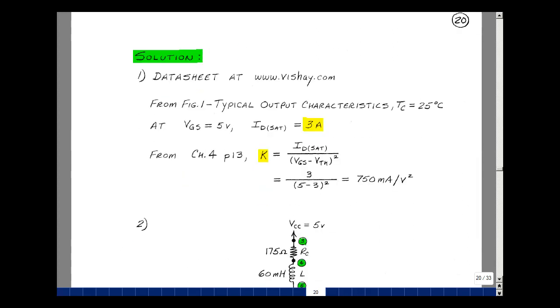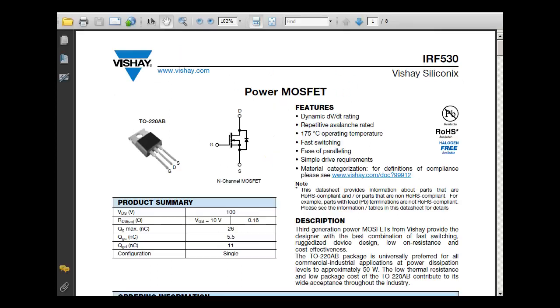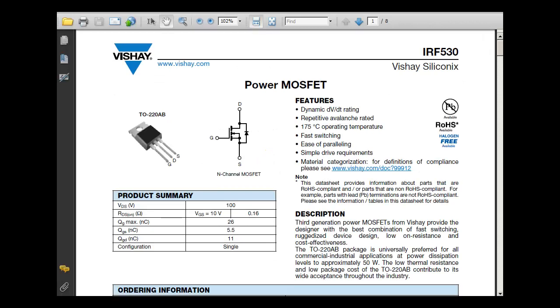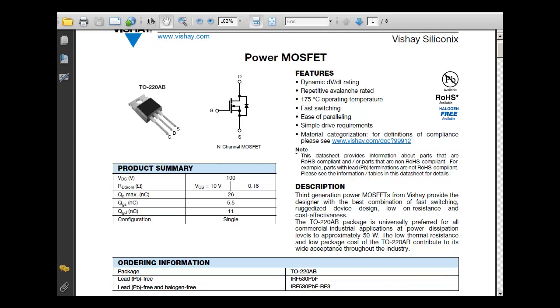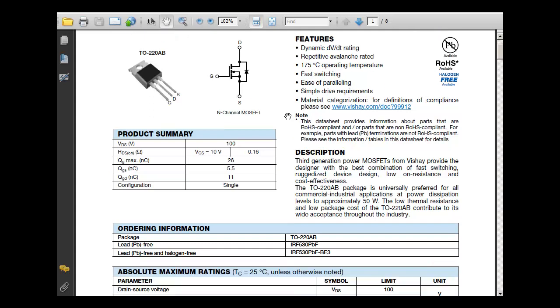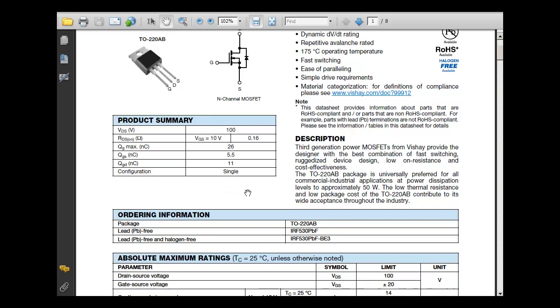I found the datasheet for the IRF 530 on Vishay's website, and let's take a look at what that datasheet looks like. Every datasheet is a little bit different. There are some similarities between datasheets, and usually on the first page, I'll show the part and sometimes pin out, and then some of the features of that particular part. Generally, they are always positive statements, and a description of how you might use that. Here's a product summary about some of the highlights of this particular part.